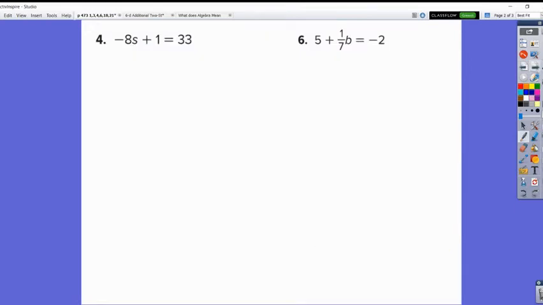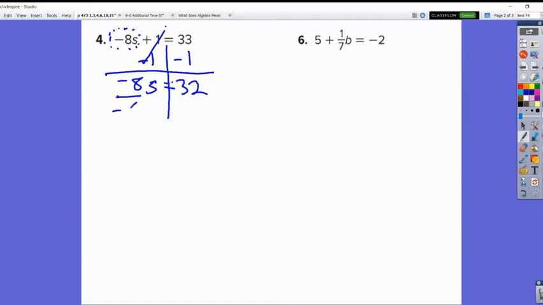Moving on. Number 4. Negative 8s is my variable term. There's a 1 added on, so to undo that, I subtract 1 from both sides, leaving me with negative 8s when these cancel out, and over here, 32, equivalent equation. So now I'm going to undo this multiplication by division, dividing this side by negative 8, dividing this side by negative 8. Negative 8 divided by negative 8 is 1. So s is equal to 32 divided by negative 8, which is negative 4.